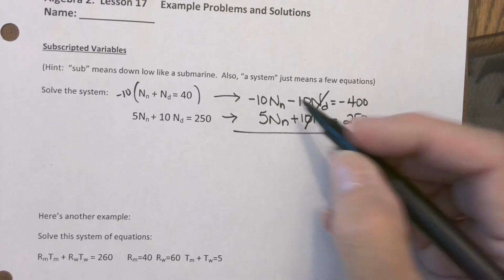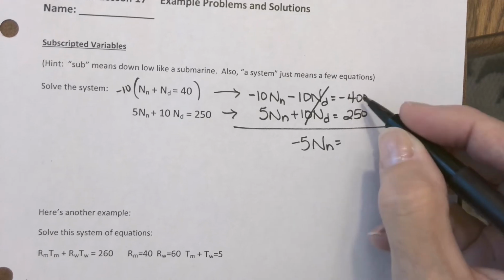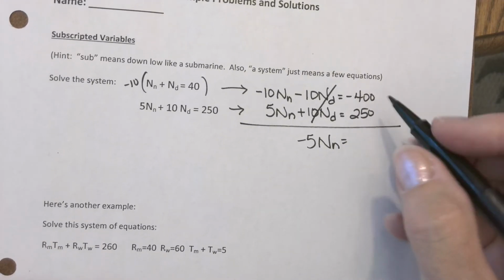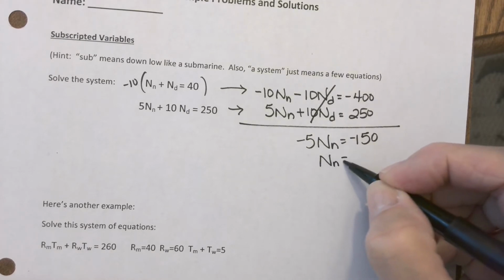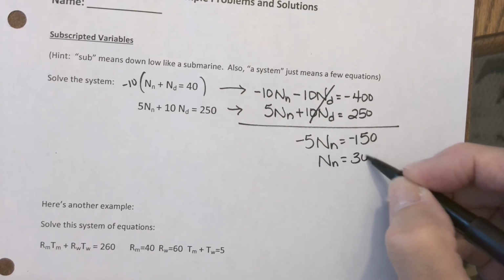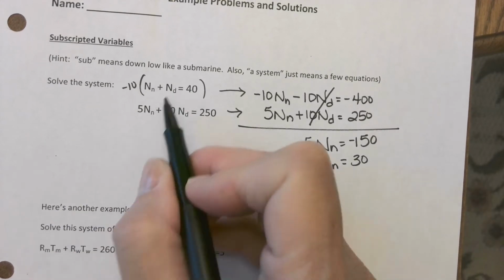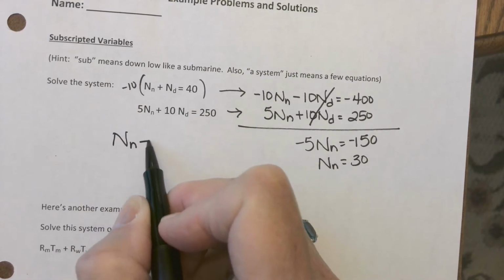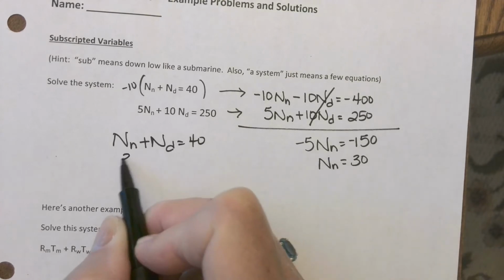These cancel. This would be -5 n sub n. This is -400 and a positive 250, so it's a -150. Now I need to divide both sides by -5 and I'll get 30. Now I need to go back and find my other one. So I'll just take the first equation, n sub n plus n sub d equals 40. I plug this in for this one.